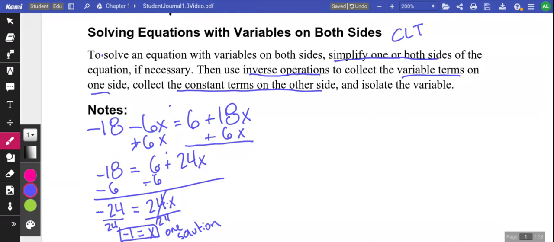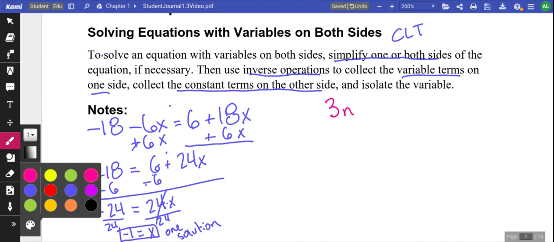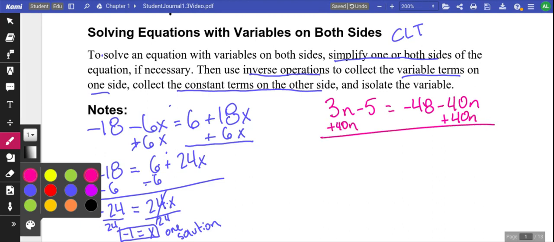Let me show you real quick another example. I've got 3n minus 5 is equal to negative 48 minus 40n. First I want to deal with my variables. You see over here I'm subtracting, so I'm going to add 40n to both sides. So I end up with 43n minus 5 is equal to negative 48. These are my like terms, so those are what I add. I leave that negative 5 alone.